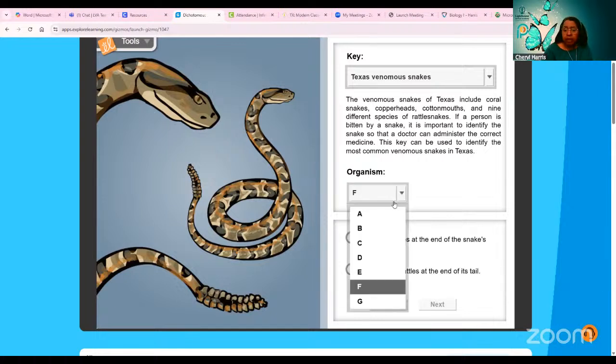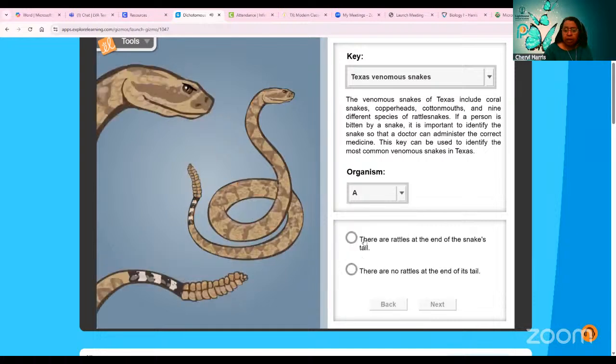All right, so let me go back up here to the top. Looking at this picture, it says there are rattles at the end of its tail. Yes, it does. And the other choice, it has no rattles at the end of its tail. So say yes. The snake has a rust colored stripe down its back. I don't see any stripes on this one, or it does not have a rust colored stripe down its back. So we're going to pick this one.